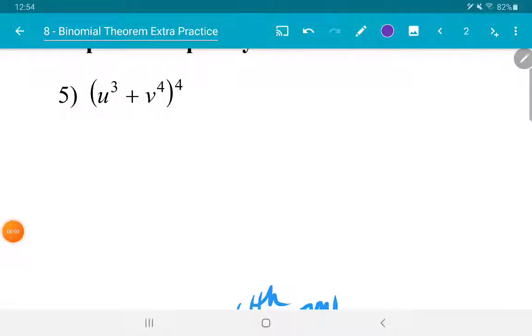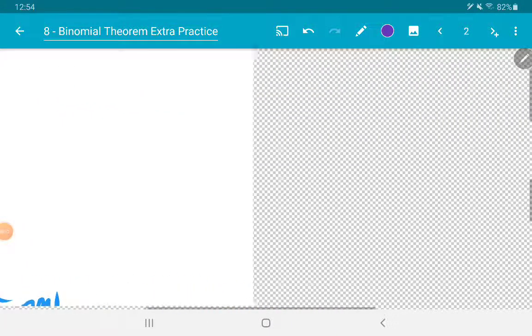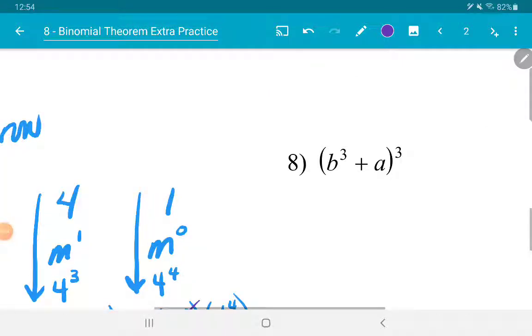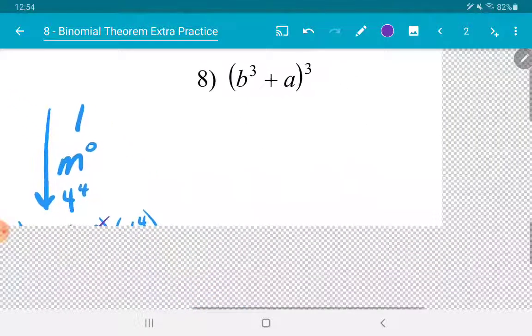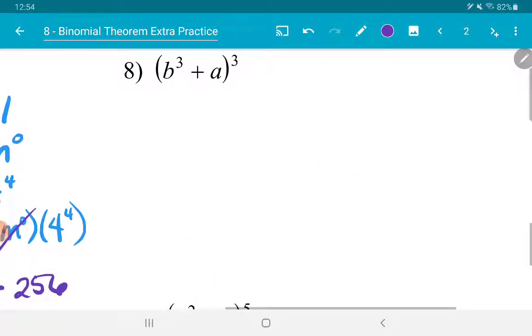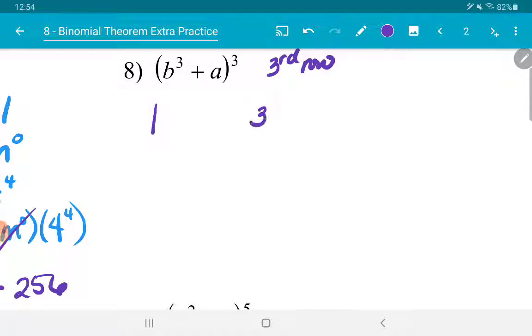So let's look again at one. I don't want to do that one right now just because it's huge, so you can work on that one all on your own. But let's look at this one, which has different variables and has powers inside. It's to the third, so we're going to use the third row of Pascal's. So that's 1, 3, 3, 1.